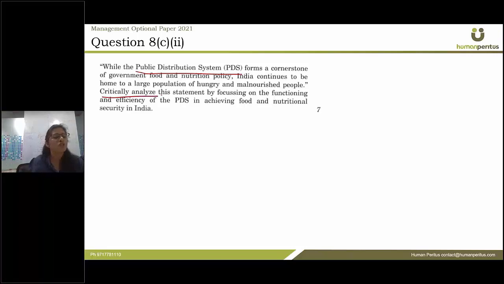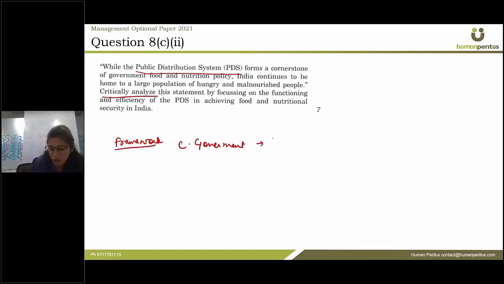Critically analyzing the statement, initially you can start your answer by giving an introduction about the PDS system, like what this PDS system is all about, why it was introduced, and what kind of framework is there in that, because it is also talking about how the policy has actually worked. So introduce your answer, and then we can write a little about the framework, like the central government's role here.